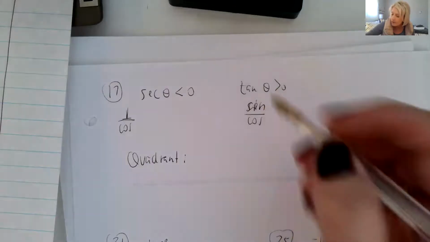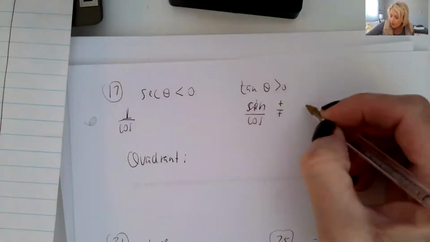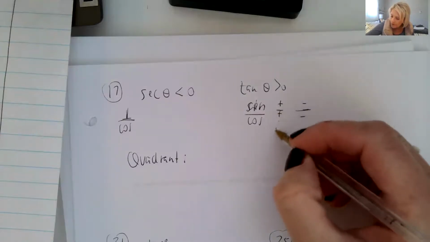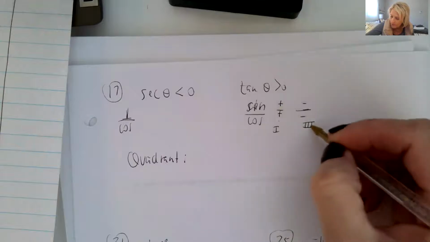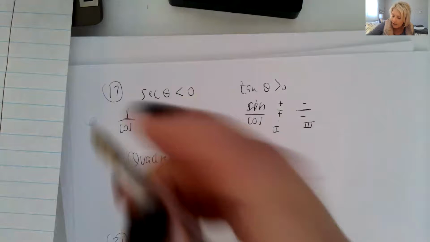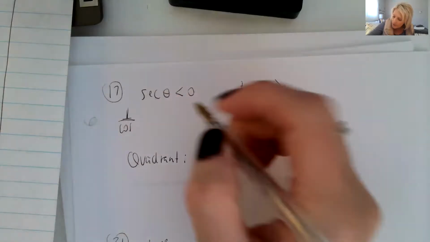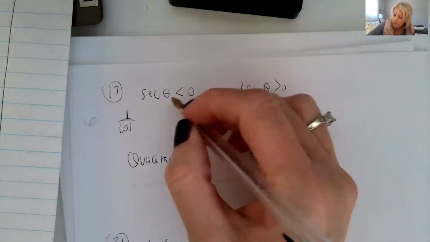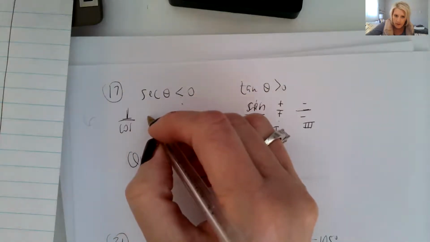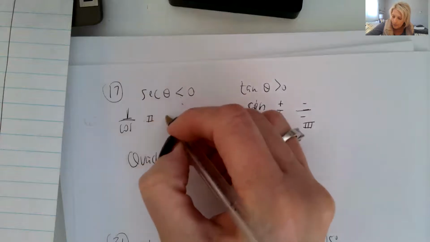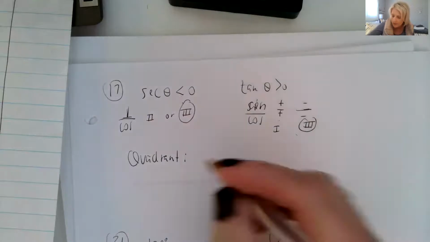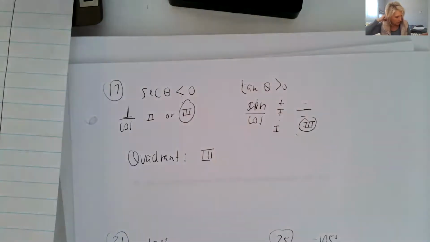Okay, so that means tangent has to be greater than 0. So either sine and cosine have to both be positive, or they both have to be negative. So that happens in the first quadrant and then the third quadrant, where they're both positive in the first, both negative in the third. And then secant is 1 over cosine, and we need that to be negative. So that's when cosine is negative, which is in the second or the third. And so where they overlap is in the third quadrant. So that's what we're looking at, the third quadrant.